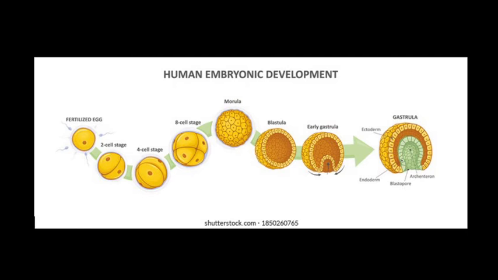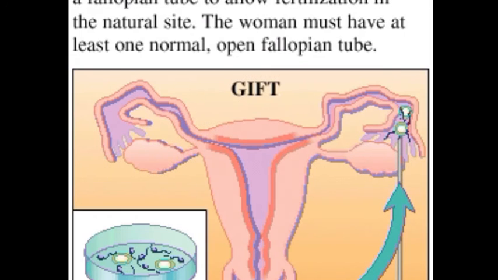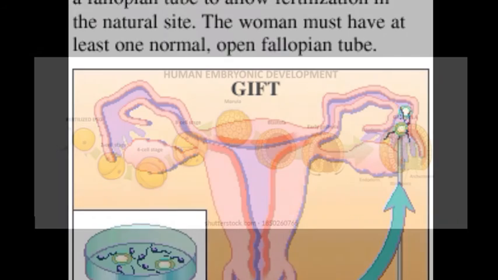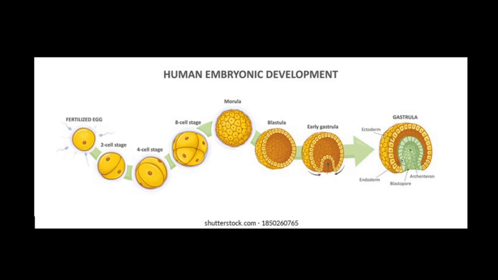Next is ZIFT, meaning zygote intrafallopian transfer. This is zygote intrafallopian transfer, and before it was gamete intrafallopian transfer, where fertilization occurs naturally in the fallopian tube. But this one is ZIFT.